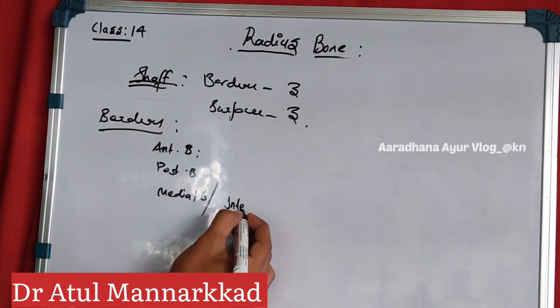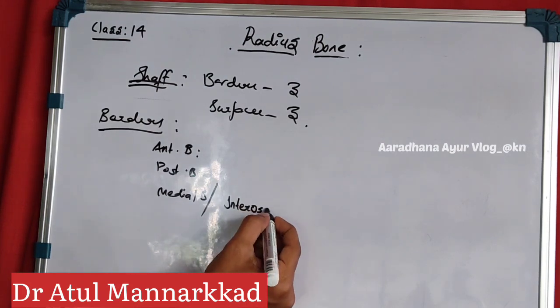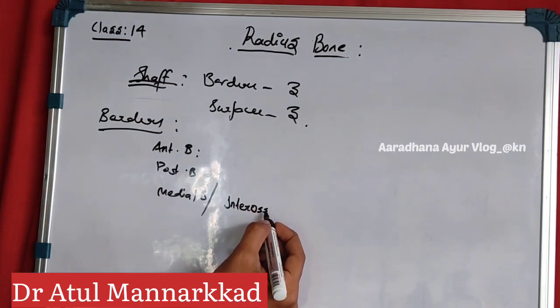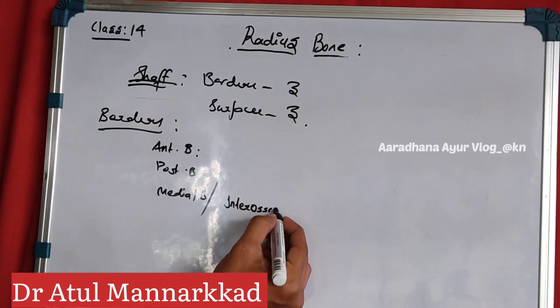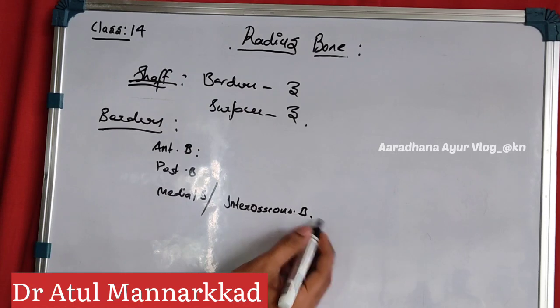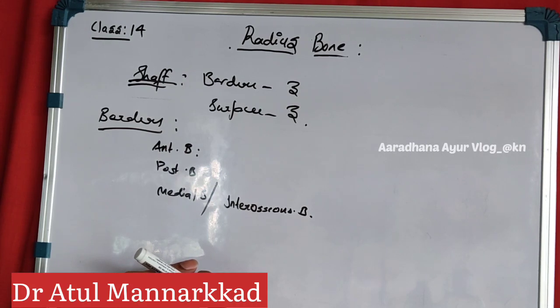Medial border is also known as the interosseous border. You can make a note of it, interosseous. You can expect this in the entrance exam, so write it separately: interosseous border. So the anterior border is here, the medial or interosseous, and the posterior border.